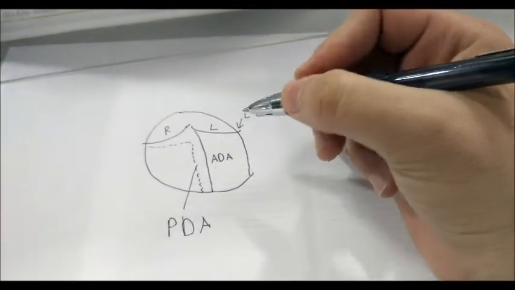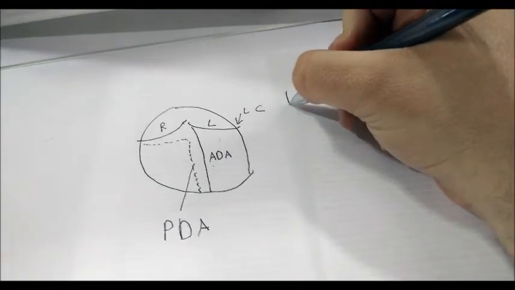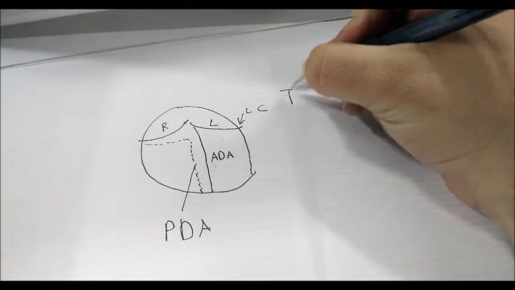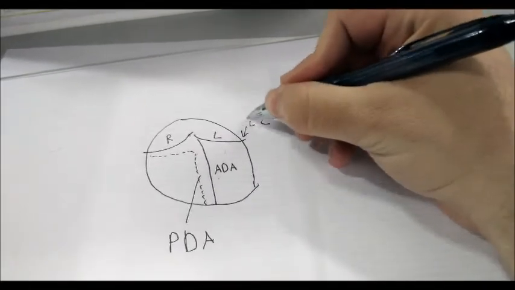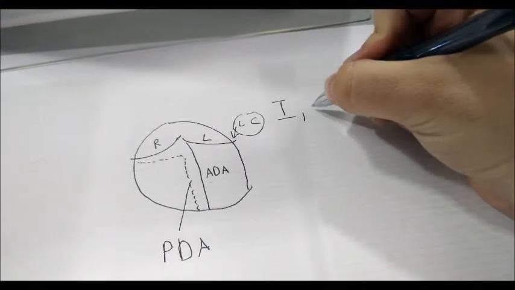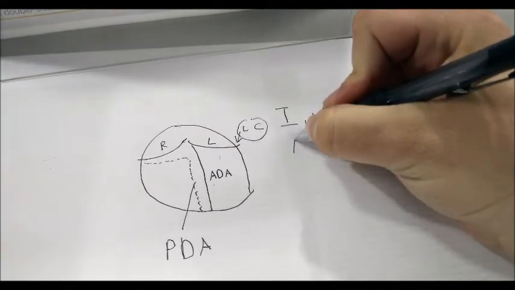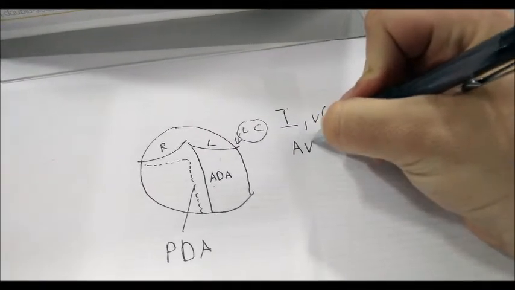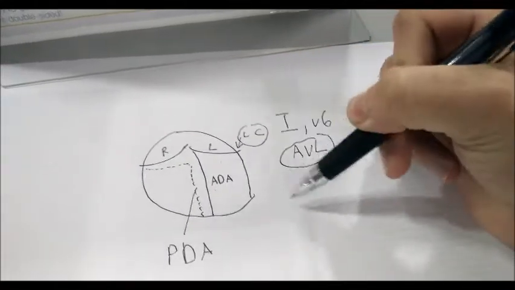Now, in a nutshell, these are the current pattern, and I'll try to upload a picture on the Facebook page. Lead 1 is going to look at the lateral part of the heart, so we look at your left circumflex artery. Lead 6, V6, is going to be also looking at this. You're also going to be looking at AVL, AVL for left. Okay, so AVL is also going to be looking at the lateral part of the heart.